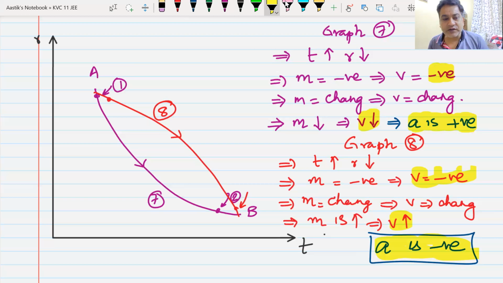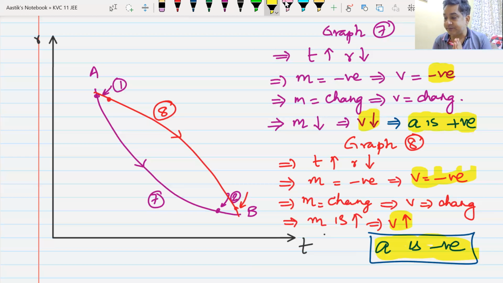How do you find out whether the velocity is increasing or decreasing? You look at the slope, you see whether it is getting steeper or getting flatter. Getting steeper means velocity increasing. Getting flatter means velocity decreasing. Do we understand this? Yes or no?